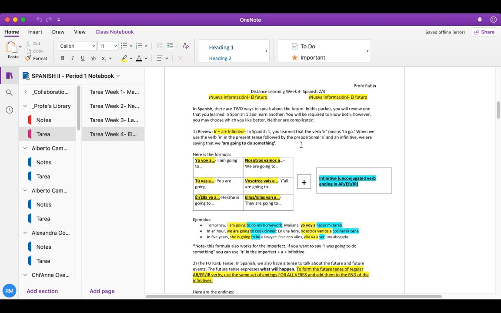I am about to introduce you to a new verb tense called el futuro. And this is going to be centered around distance learning week 4. I call it Tarea número 4 in our Teams page.